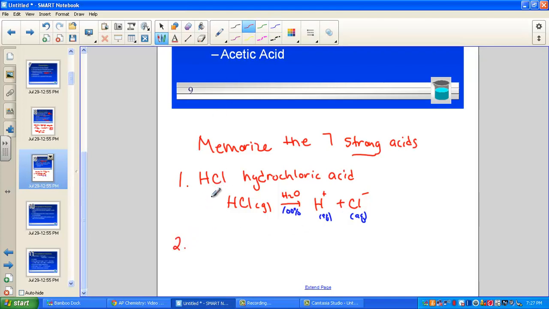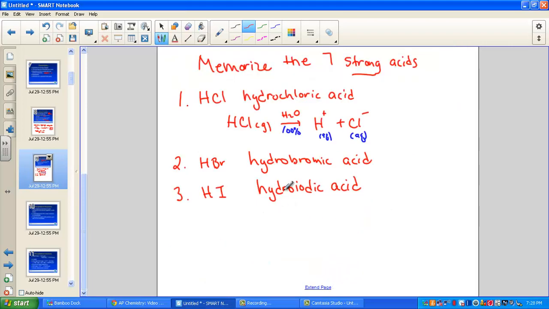So let's keep writing our 7 strong acids. We have HCl, another binary acid, HBr, hydrobromic acid. The third binary acid is HI, hydroiodic acid. Hydroiodic acid, HI, will 100% dissociate. We have HClO3. This is a ternary acid from the polyatomic ion chlorate. H turns to ic, and we get chloric acid. Hydrochloric, HCl, and plain old chloric, HClO3.